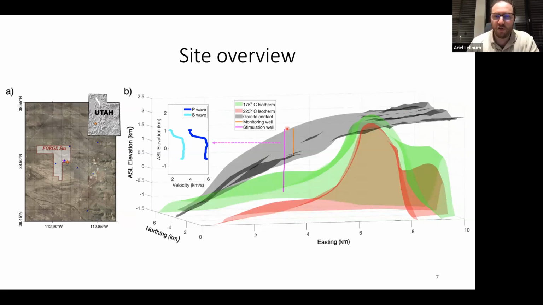So we've got these 2 wells. The magenta one is the stimulation well. The orange is the monitoring well. You can see they both cross this gray surface, which is some granite contact. But what's interesting is these 2 surfaces. They are, of course, approximated, but these represent surfaces of equal temperature. So you can see this is 175 Celsius and this is 225 Celsius, meaning the stimulation well actually gets to a temperature of close to 200 degrees. And that's where the geothermal experiment is supposed to take place.